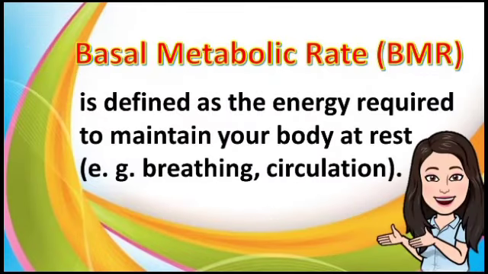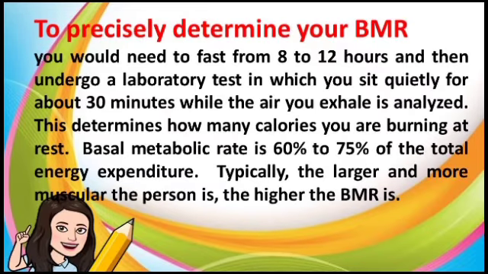Basal metabolic rate, or BMR, is defined as the energy required to maintain your body at rest, for example, breathing and circulation. It represents the minimum amount of energy needed to keep your body functioning. To precisely determine your BMR, you would need to fast for 8 to 12 hours and then undergo a laboratory test in which you sit quietly for about 30 minutes while the air you exhale is analyzed. This determines how many calories you are burning at rest.